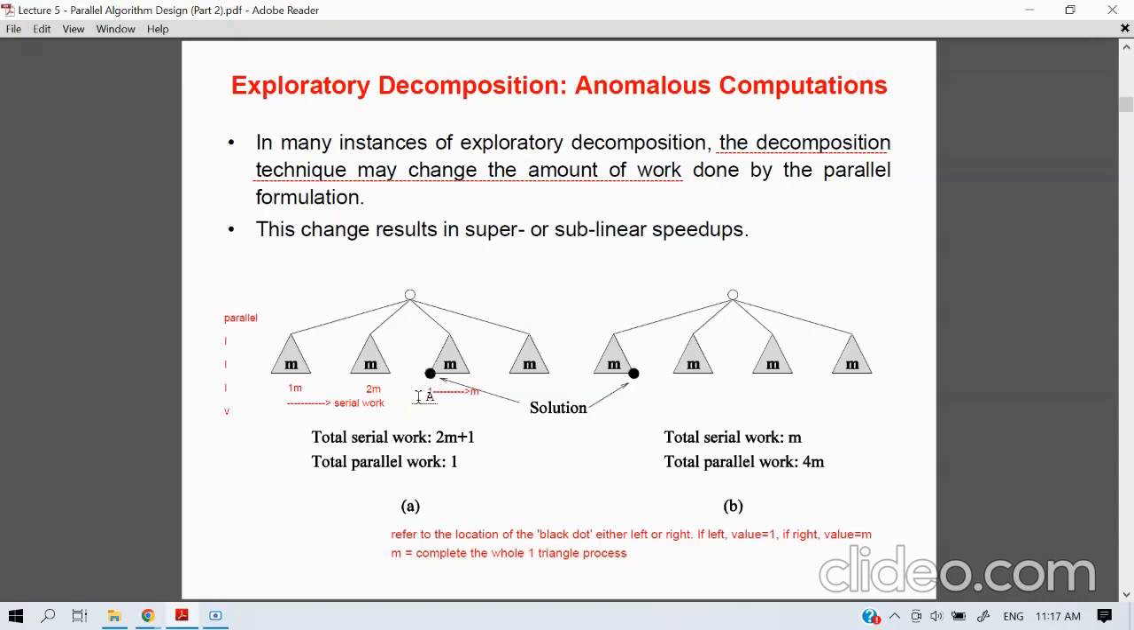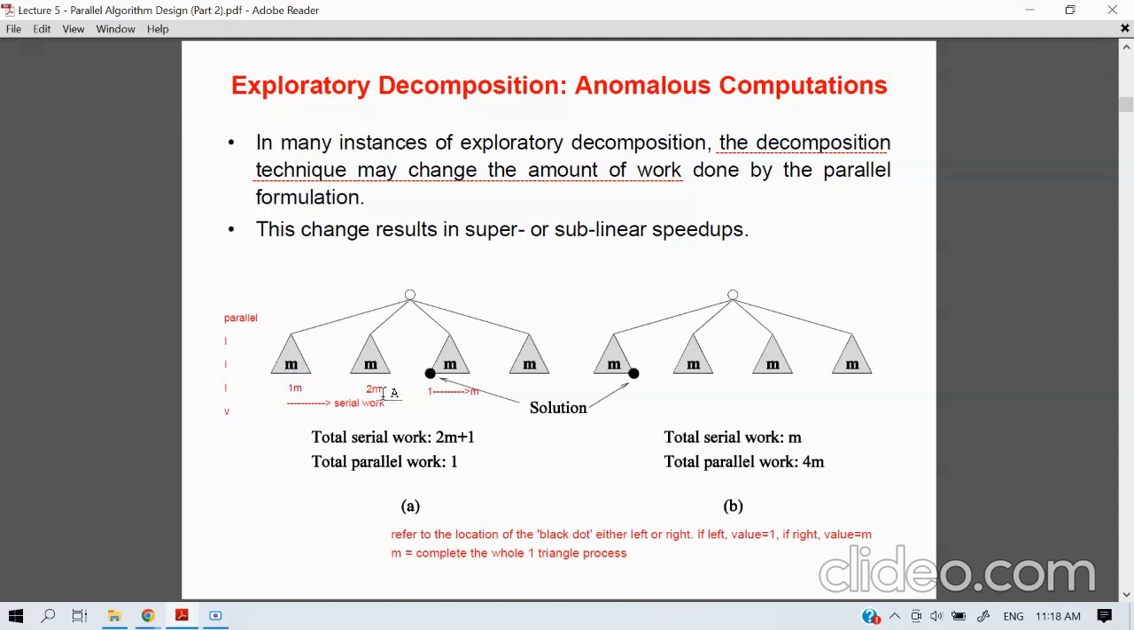If the circle is at the left side, it is assigned as number 1. If the circle goes through the M until it reaches the right side, then we can assume it as an M process, so the M process is completed. If the circle is at the left side, it's not complete yet. The whole process is completed when the circle reaches the right side. Then we can call it M.